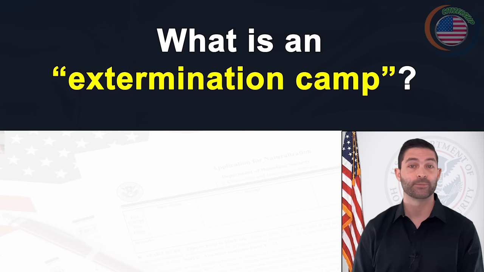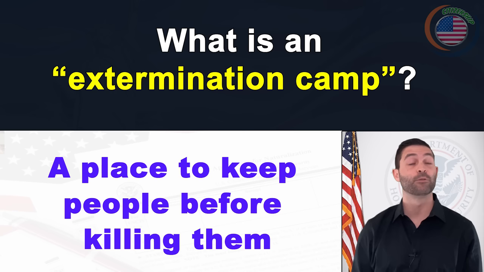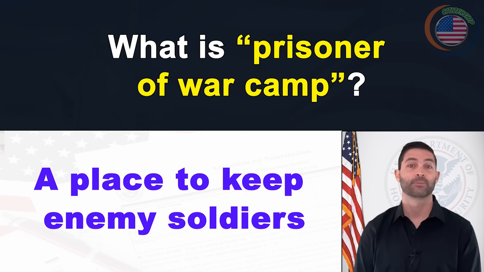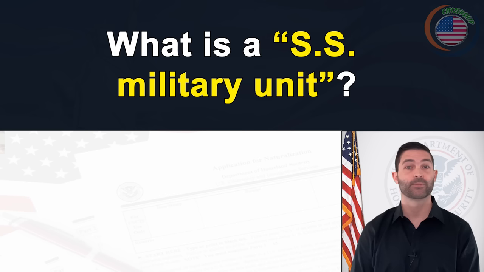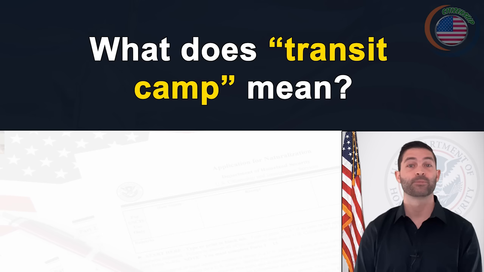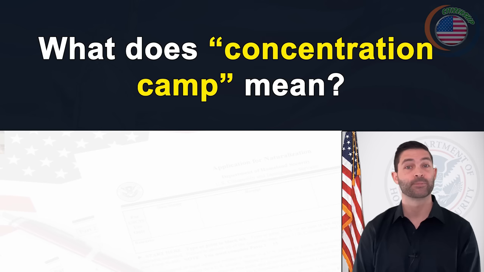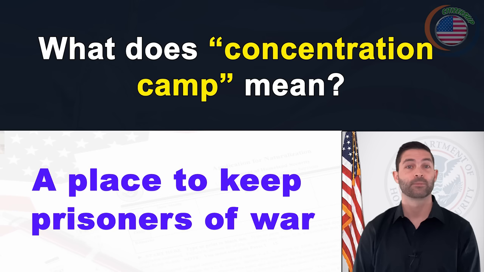What is an extermination camp? A place to keep people before killing them. What is prisoner of war camp? A place to keep enemy soldiers. What is a SS military unit? An organization under the Nazi government. What does transit camp mean? A place to keep people temporarily. What does concentration camp mean? A place to keep prisoners of war.